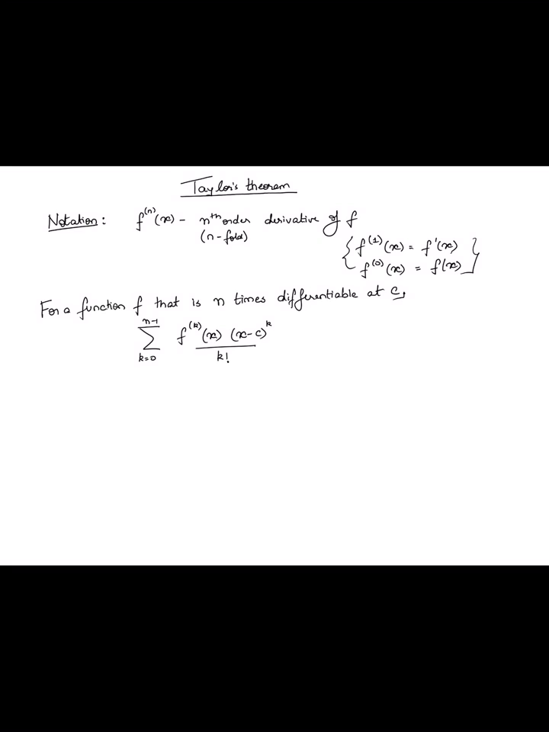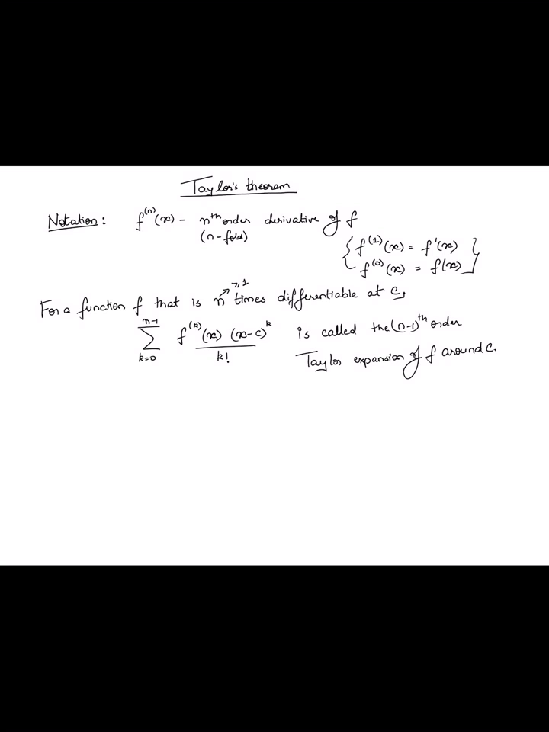And we'll interpret this in a bit. This is called the n-1th order Taylor expansion of f around c. Now this n is basically any natural number, so n is greater than or equal to 1.